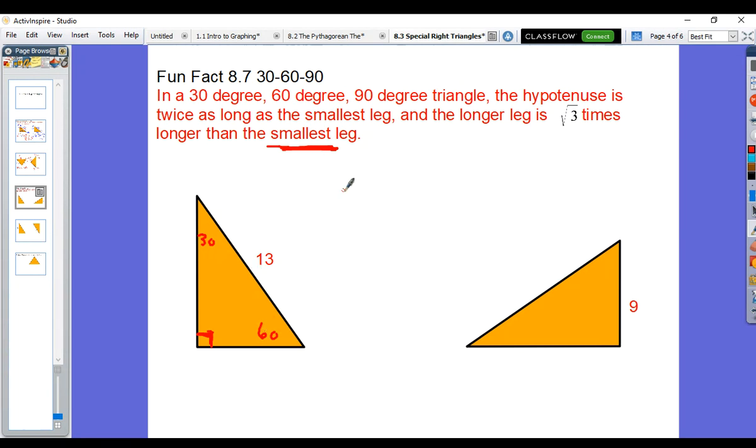Okay. So according to this, the hypotenuse is twice the length of the smallest leg. So again, here we have a 30, 60, and 90. The hypotenuse is always across the 90. So this 13 they gave us is our hypotenuse. We need to figure out the smallest leg. The smallest leg is always across from the smallest angle. So if this is 30, this is the smallest leg. The 60, this is our longer leg.